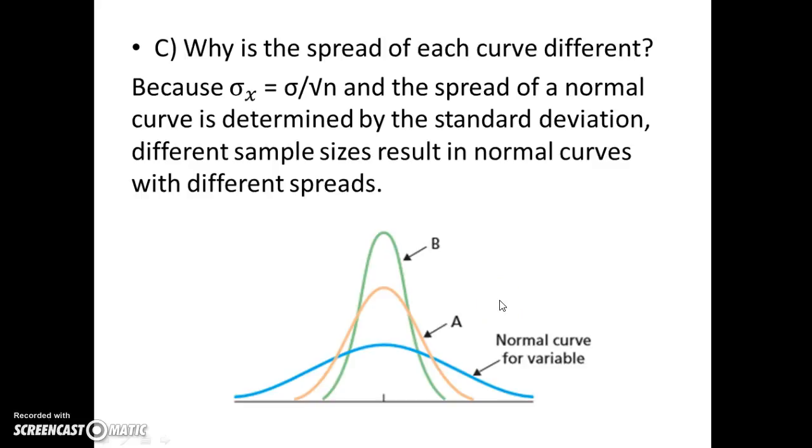Why is the spread of each curve different? They are different because they probably have different sample sizes. And if we use this formula again, because the sample size for B is greater and the sample size for A is less than B, we will get different curves.